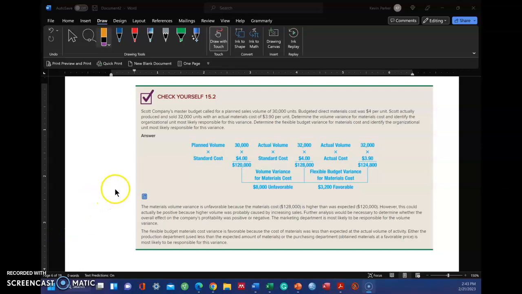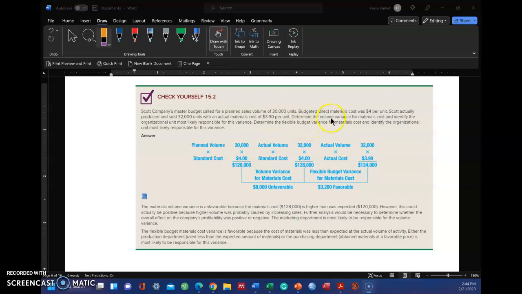I know you probably already read this, but let's look at it together anyway. So the master budget called for a volume of 30,000 units. Budgeted direct materials were $4 a unit. So that's the standard cost or the standard price. And that's the standard quantity, 30,000 units. Scott actually produced and sold 32,000 units. That's the actual quantity. And it actually cost $3.90 a unit, not $4. It was a little less. So the actual cost was $3.90, a little less.